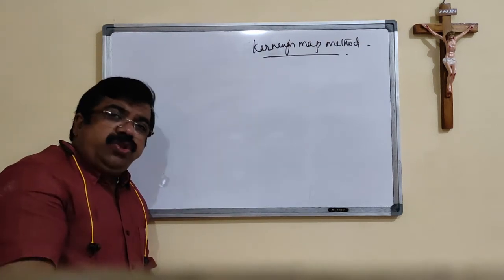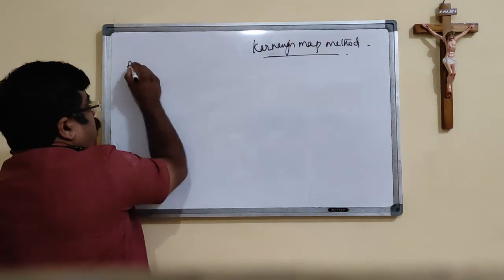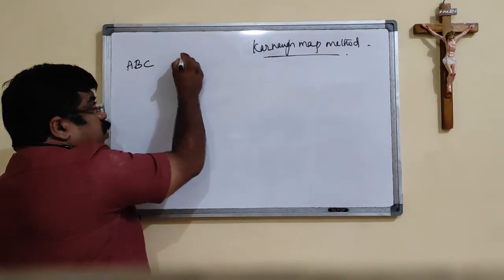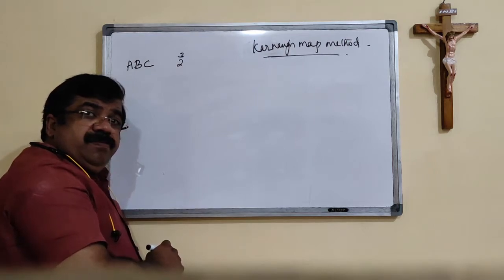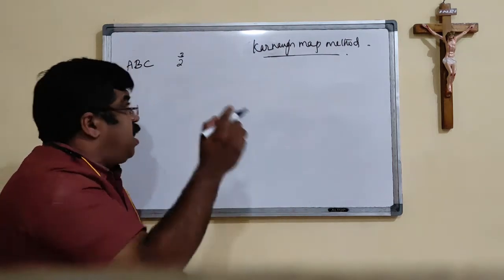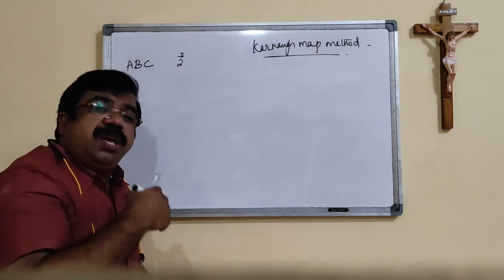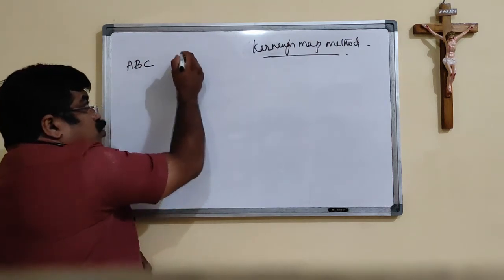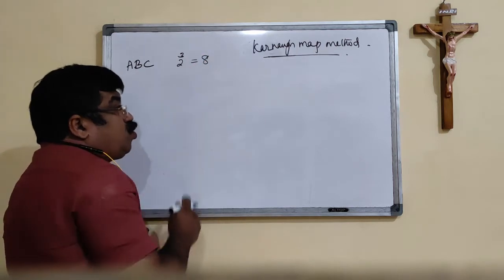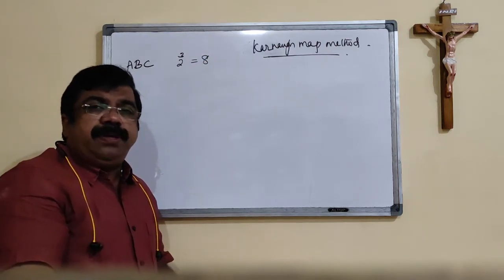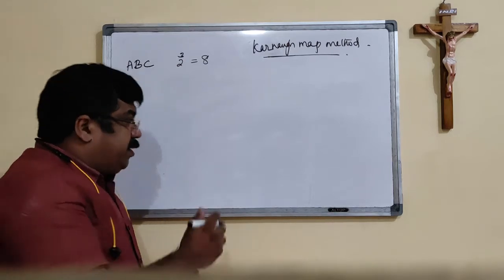See, when 3 variables are there, A, B, C, it is 2 to the power 3. As I said, 2 to the power n, where n stands for the number of variables. Here n is 3, so 2 to the power 3: 8 squares will be there in that particular Karnaugh map. So we can draw it.